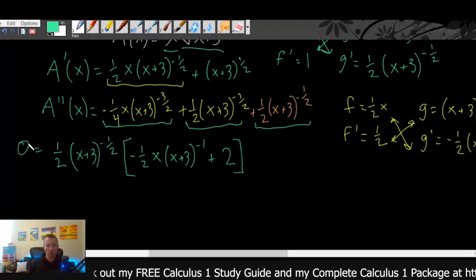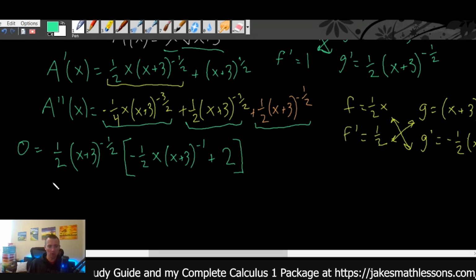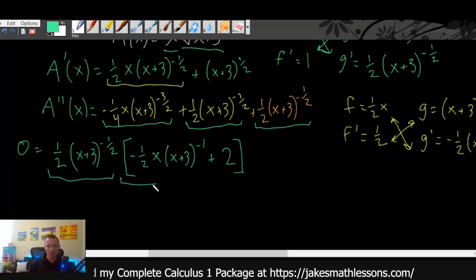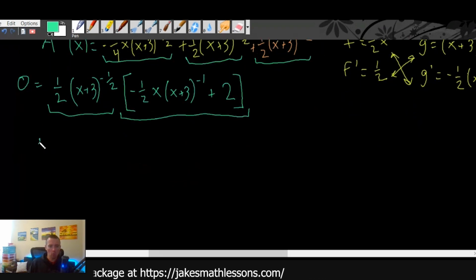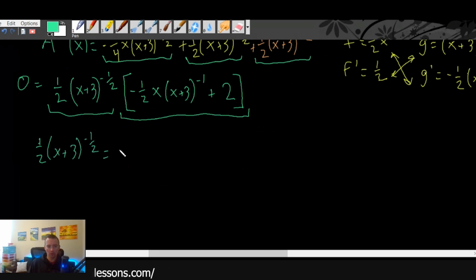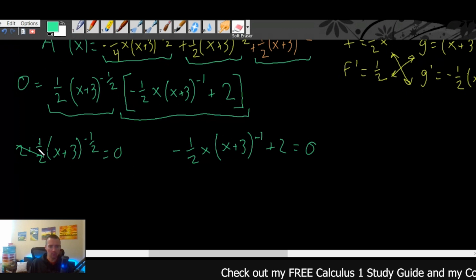So now when we're trying to set this whole thing equal to 0, like we did last time, what we can do is create two simpler problems. We'll take each of these factors and set each of them separately equal to 0 and solve those. So we will get 1/2 times x plus 3 to the negative 1/2 equals 0, and negative 1/2 x times x plus 3 to the negative 1 plus 2 equals 0. So this over here, if we multiply both sides by 2, that'll cancel there. 2 times 0 is still 0, so that's not really going to contribute anything there.